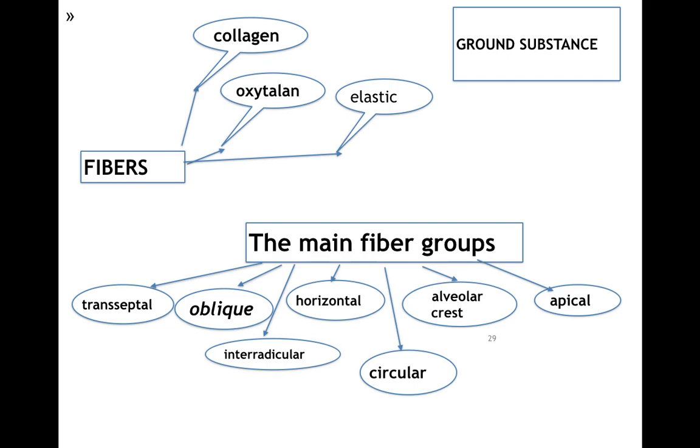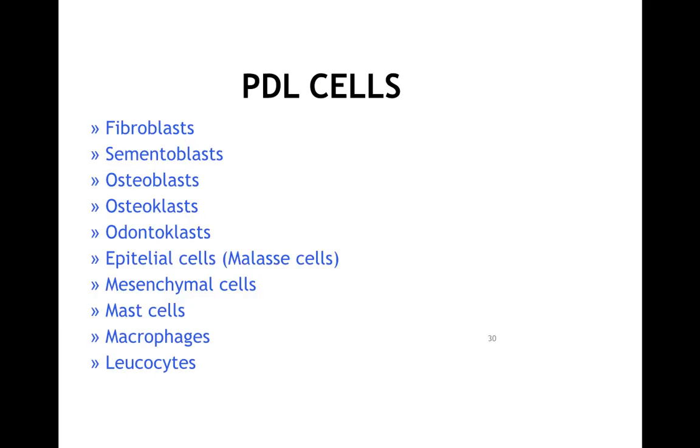And the interradicular fiber group. The interradicular fiber group is located between the roots on multi-rooted teeth, posterior teeth. Periodontal ligament cells: there are a lot of cells, such as fibroblasts, cementoblasts, osteoblasts, osteoclasts, odontoclasts, epithelial cells of Malassez, mesenchymal cells, mast cells, macrophages, leukocytes, and other cells.